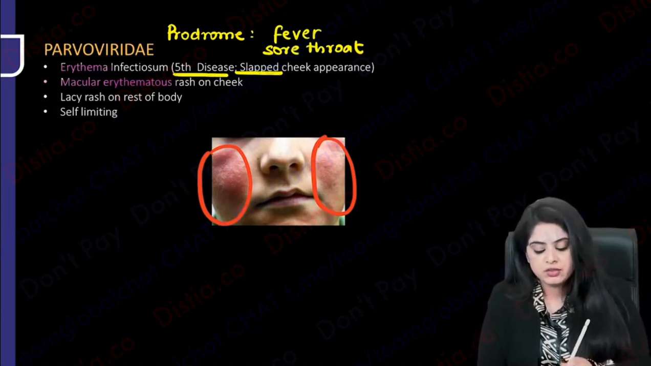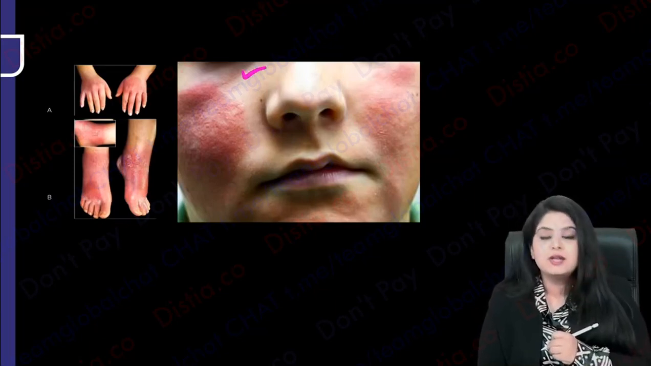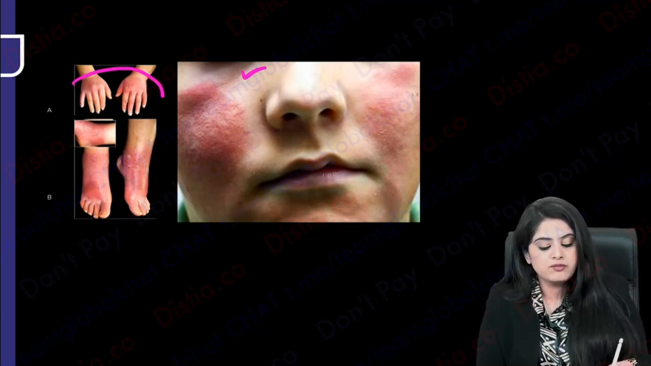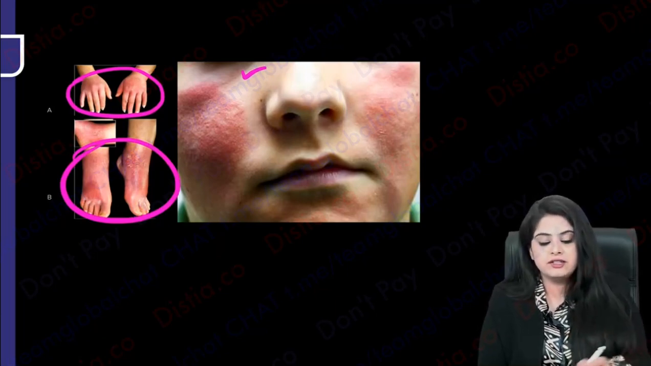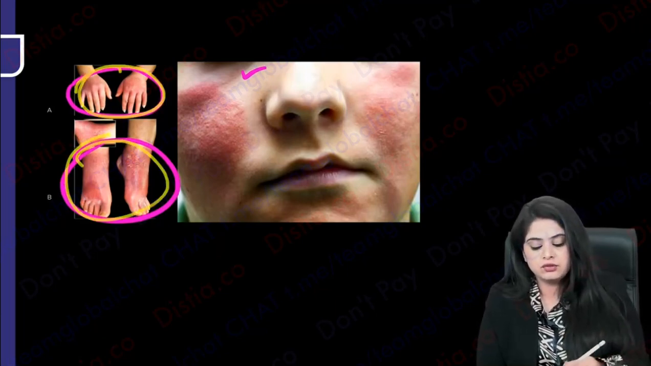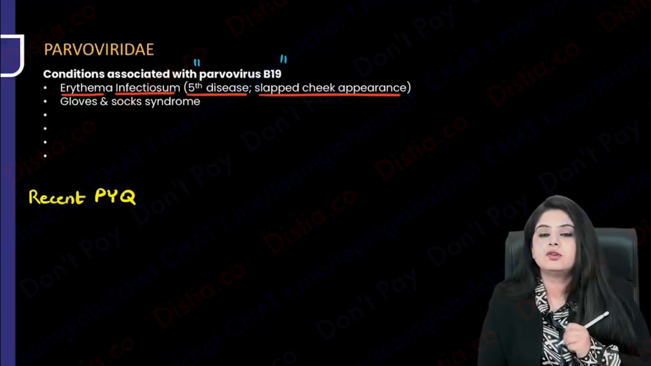Okay, what else? I'll show you one more picture. So this one I'm clear, it is a slapped cheek appearance, but I can also see that there is involvement of the hands and the feet similarly. So can I say this is looking like gloves and socks, as if the child is wearing gloves and socks. So the next thing that we have to know over here is the famous gloves and socks syndrome.